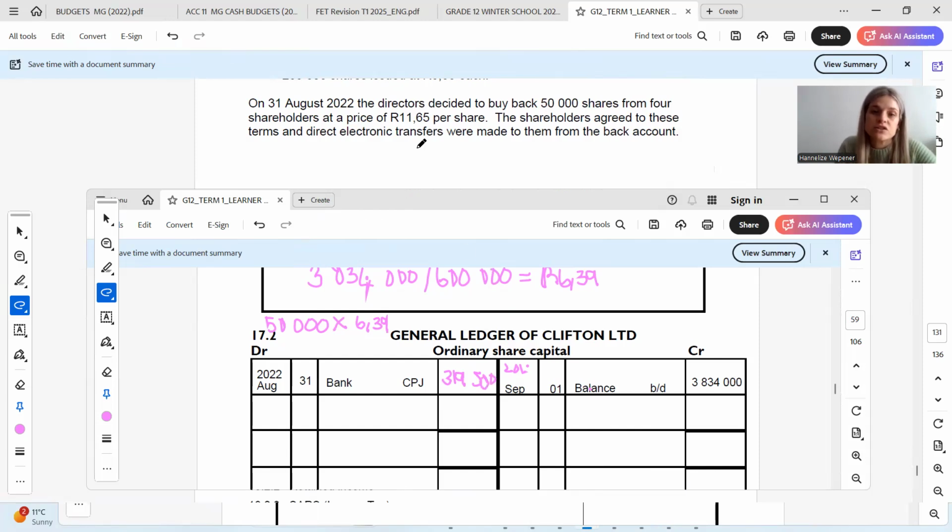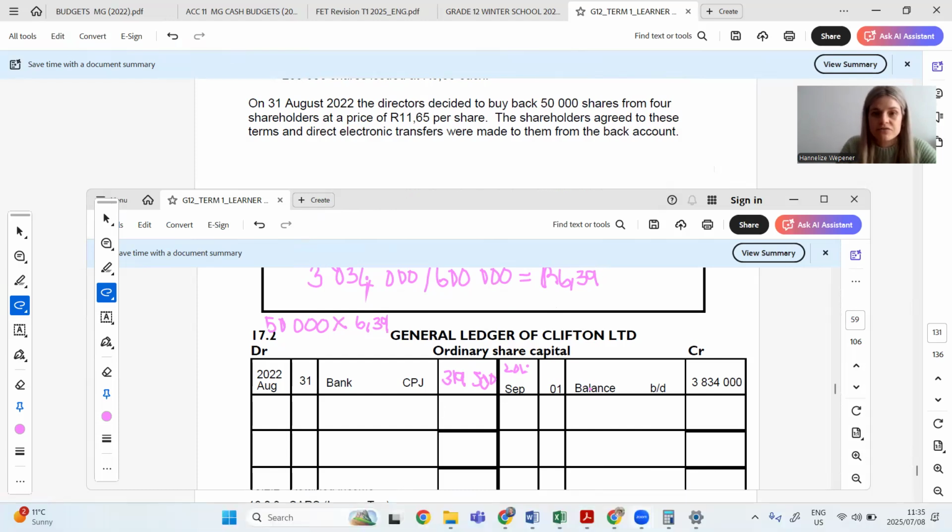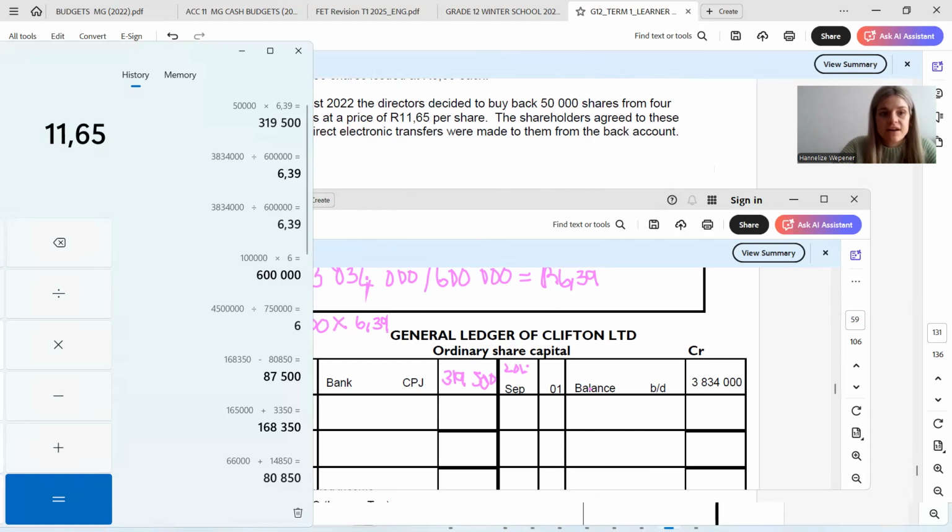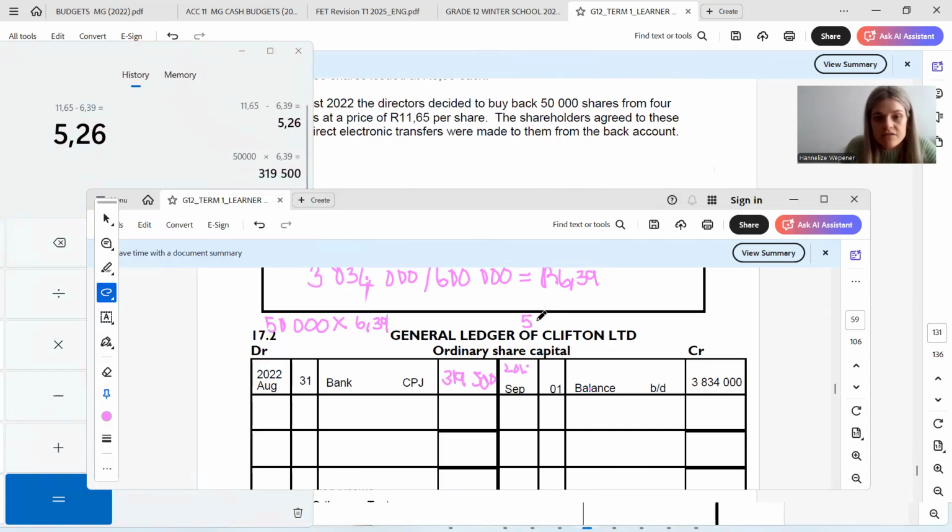We decided to buy it back at R11.65. So that is more than my average share price. So let's calculate the difference here. R11.65 is what we paid, and then R6.39 is my average price. So I paid per share R5.26 above my average share price. So that had to be taken from our retained income.